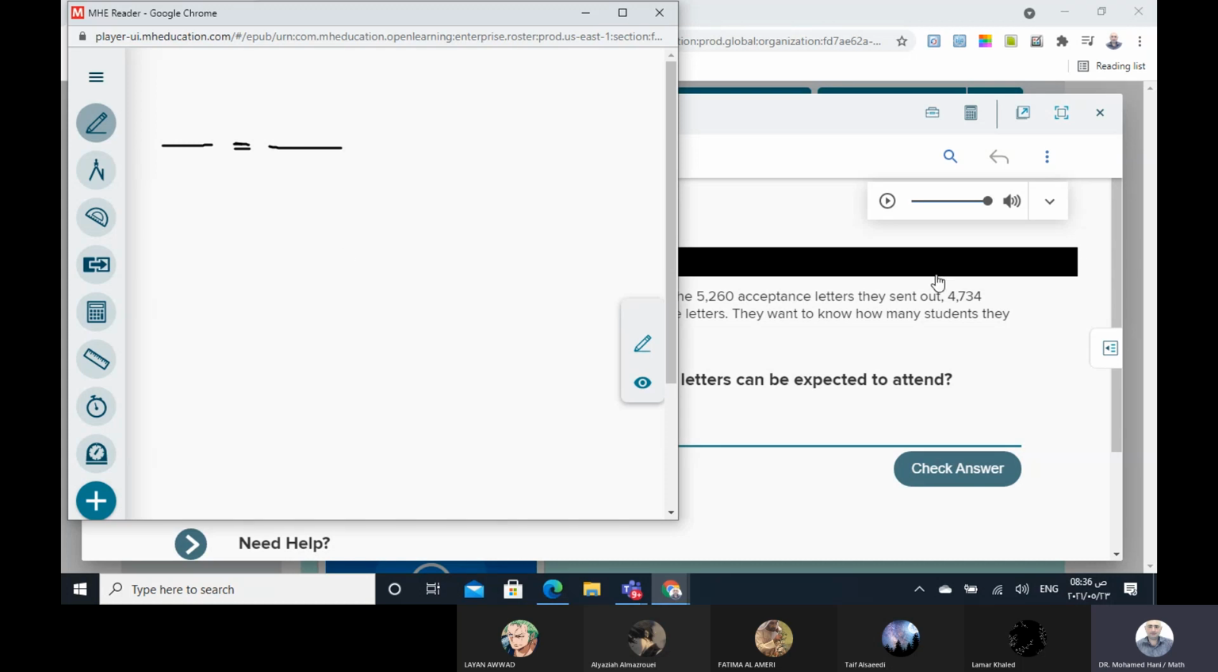The first step, do an estimate for this number. Here we have 4,734. So if you estimate, it will be 4,700. Then do an estimate for this number. If you estimate, 5,000. About 5,000.